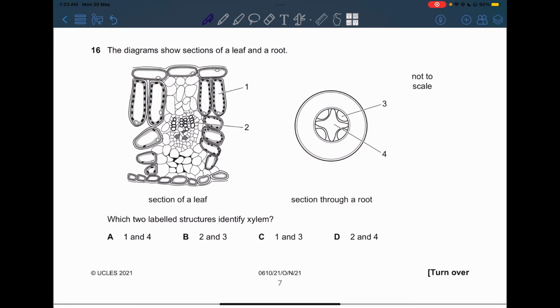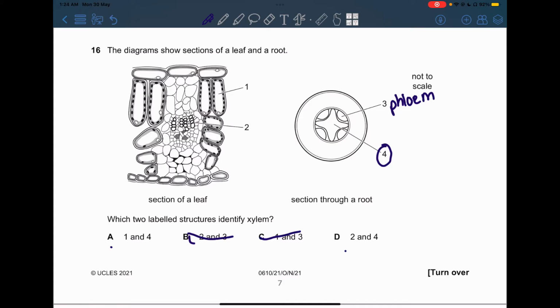The diagram shows section of a leaf and a root. Which two labeled structures identify the xylem? Now we don't know over here, and we're sure that over here 4 is the xylem in the root, and this is the phloem actually. So we're not going to be choosing anything that has 3. We're going to be choosing between A and D.